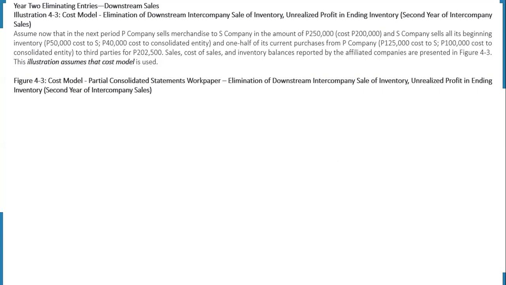Assume now that in the next period, P company sells merchandise to S company in the amount of 250,000, the cost of 200,000, and S company sells all its beginning inventory. That's 50,000 cost to S, though in the consolidated entity it's only 40,000, or that's the cost to the parent. And one half of its current purchases from P company, 125,000 cost to S, 100,000 cost to consolidated entity to third parties for 202,500. Sales, cost of sales and inventory balances reported by the affiliated companies are presented in Figure 4.3.